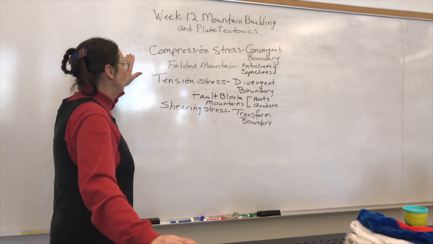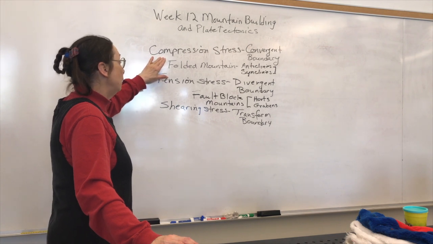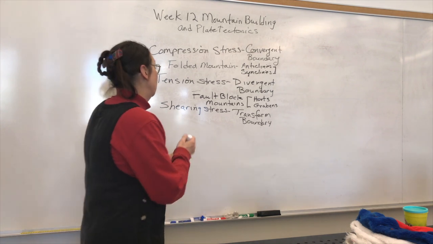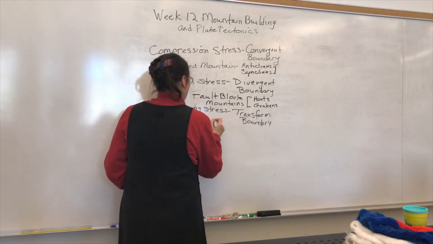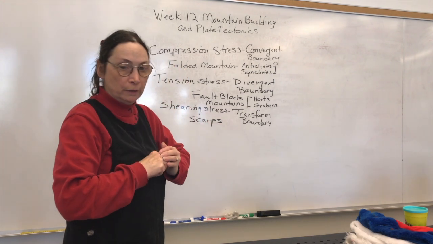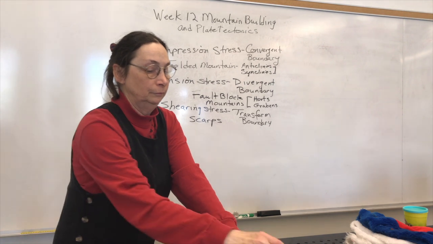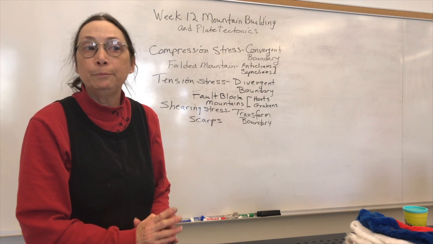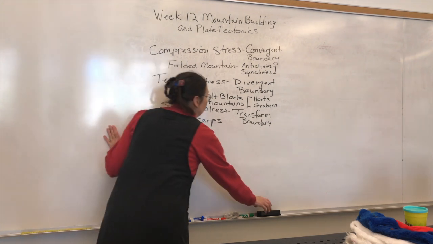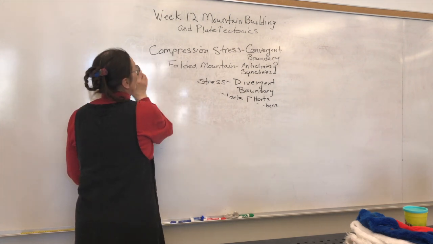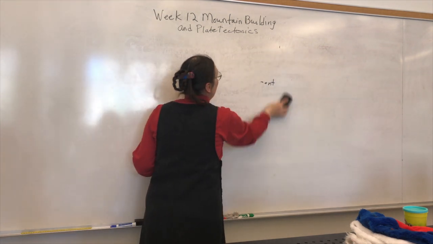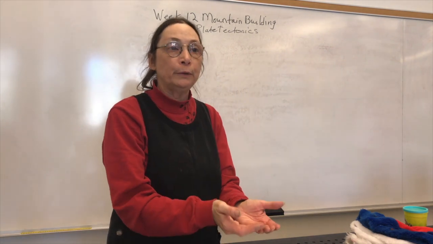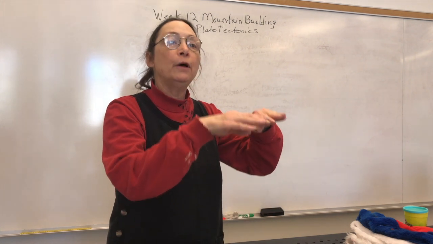So the types of mountains to review that we formed are the folded mountains, the fault block mountains, and scarps that one would find along a transform boundary. But what about mountains that are not formed along plate boundaries? Not all mountains are. For this, the lab asks you to apply the pressure either from underneath, uplifting the layers, or from above, depressing the layers.